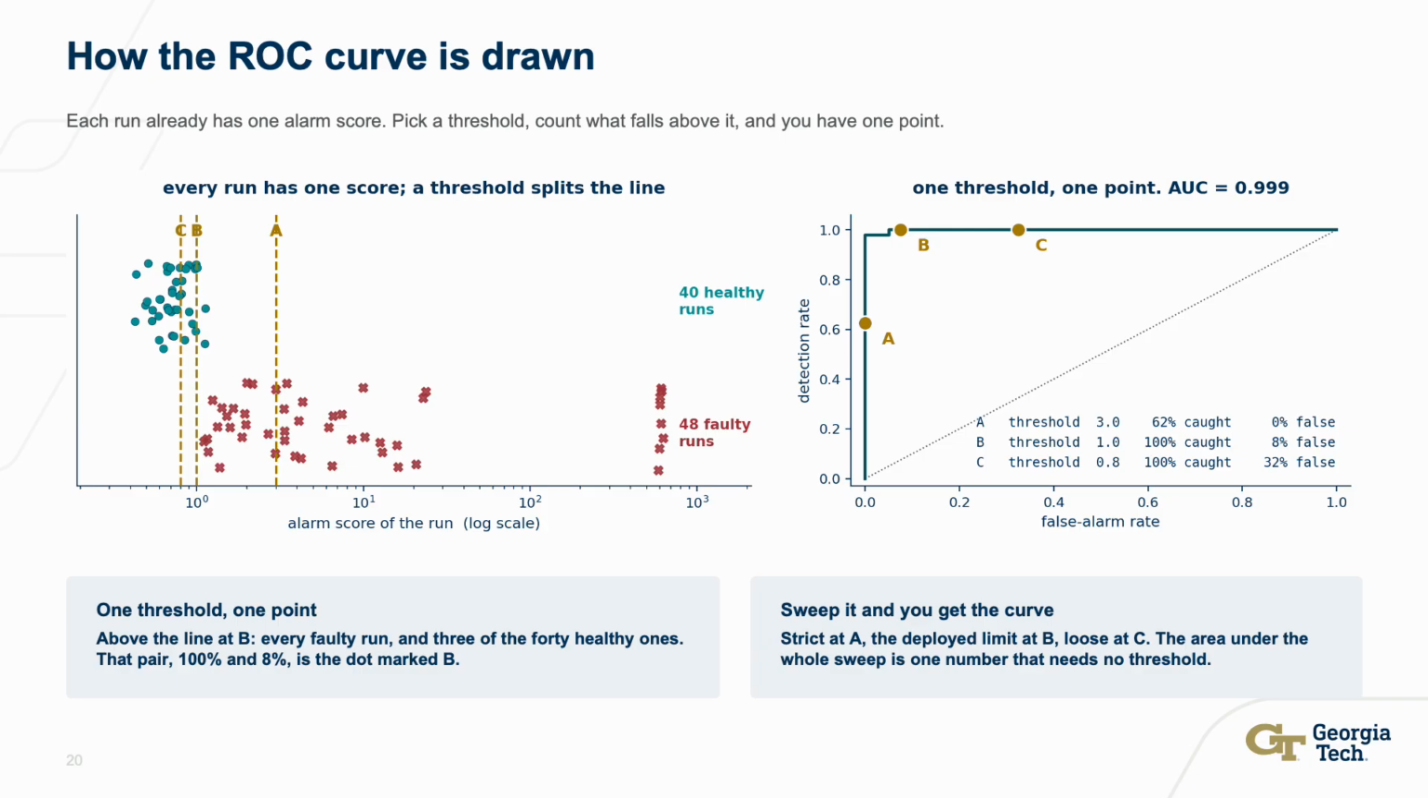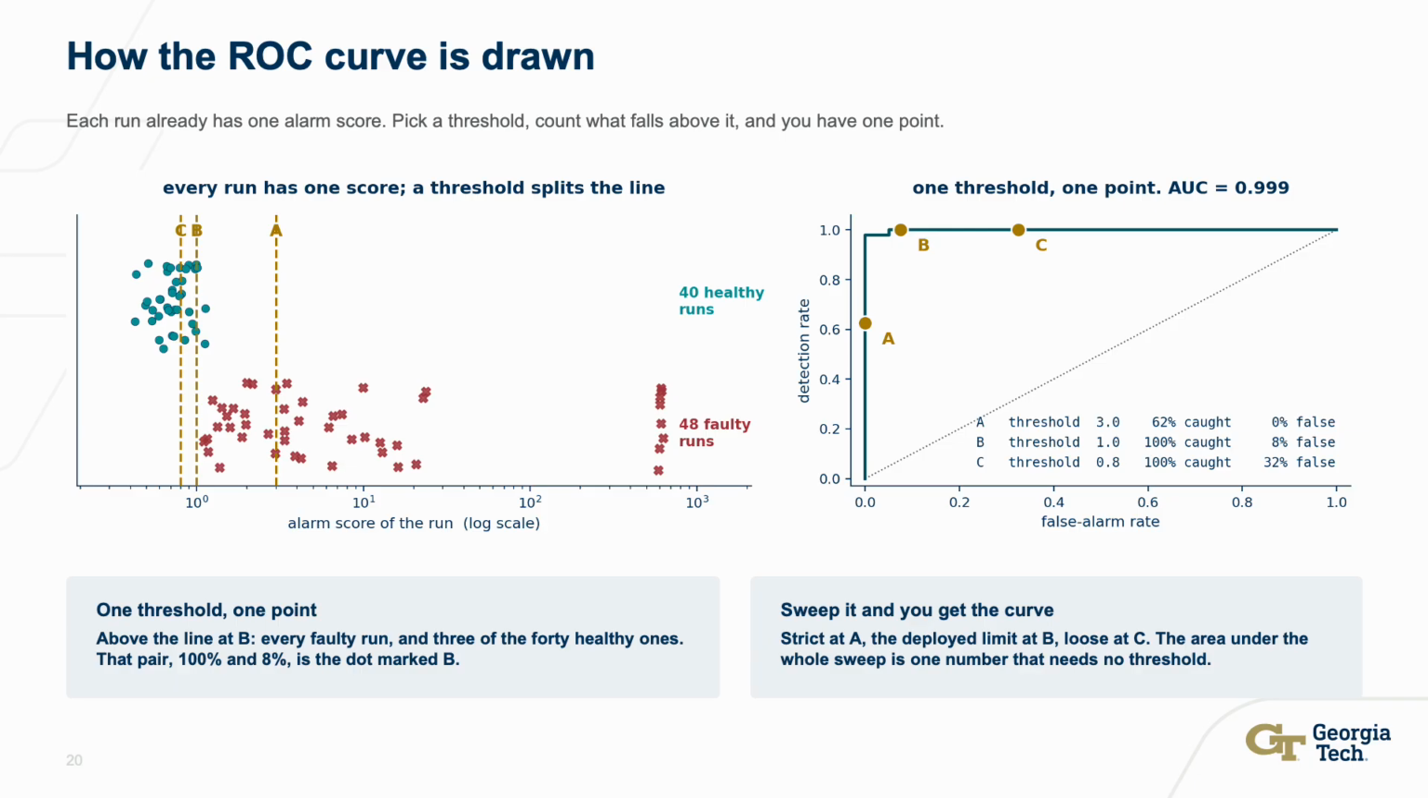Move the threshold and the pair of numbers moves with it. At A, a stricter threshold of 3, no healthy run is flagged, but only 62% of the faults are caught. At C, a looser threshold, everything is caught, and a third of healthy runs alarm as well. Sweep the threshold across each value a score would take, and the dots trace out the curve. The area under that curve is a single number between 1/2 and 1. It is the probability that a randomly chosen faulty run scores above a randomly chosen healthy one.